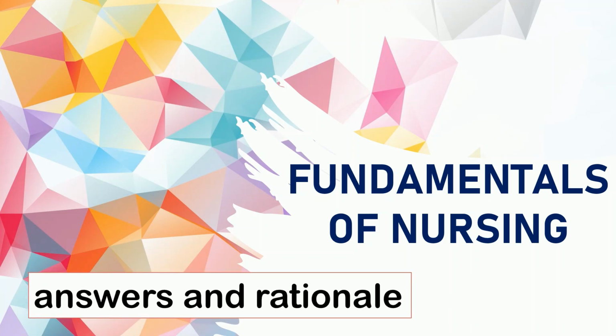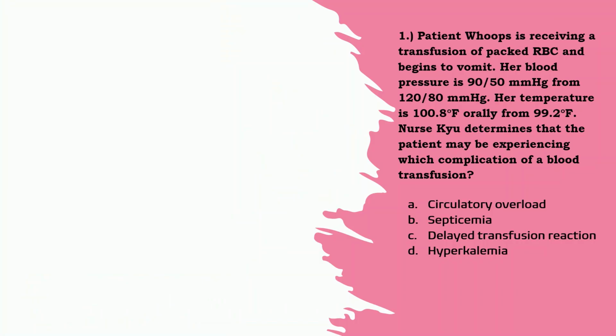Let's now proceed to the answers and rationale. Question number 1. Patient Whoops is receiving a transfusion of PRBC and begins to vomit. Her blood pressure is 90/50 from 120/80. Her temp is 100.8 degrees Fahrenheit orally from 99.2. Nurse Q determines that the patient may be experiencing which complication of a blood transfusion. The correct answer is B.